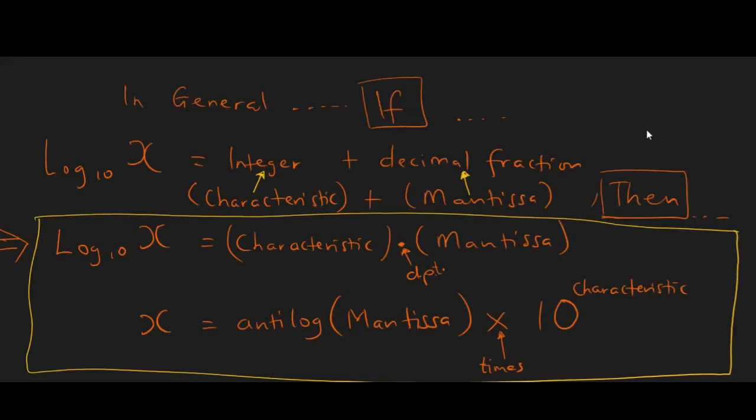There are a few key takeaways we can get from using the log table to find the log and the antilog of numbers. First, in general, if log to the base 10 of x can be expressed as an integer part plus a decimal part, in other words, the characteristic plus the Mantissa part, then it implies that log to the base 10 of x can be found by joining the characteristic with the Mantissa. So you write the characteristic and the decimal point, then the Mantissa. Also, x will be equal to the antilog of the Mantissa times 10 raised to the power the characteristic. We will see how this applies in the following examples.